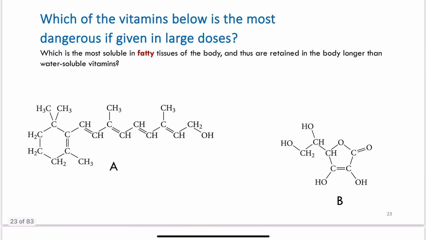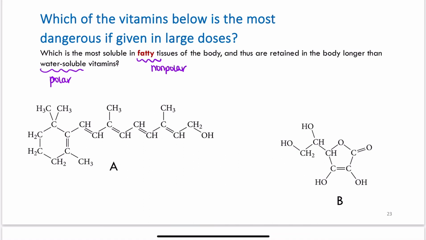Which of the vitamins below is the most dangerous if given in a large dose? Why? Which is the most soluble in fatty tissues of the body, and thus they retain in the body longer than water-soluble vitamins? What do we think? Fatty tissues. What are fatty tissues going to be? Retain in the body longer than water soluble. That's suggesting to me water soluble, I know, is a polar compound. That's suggesting, even if I don't know it, that fatty would be nonpolar.